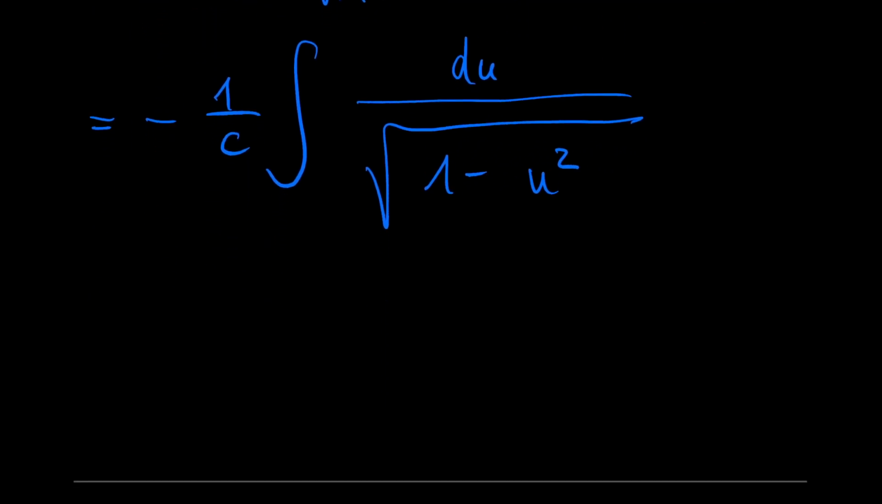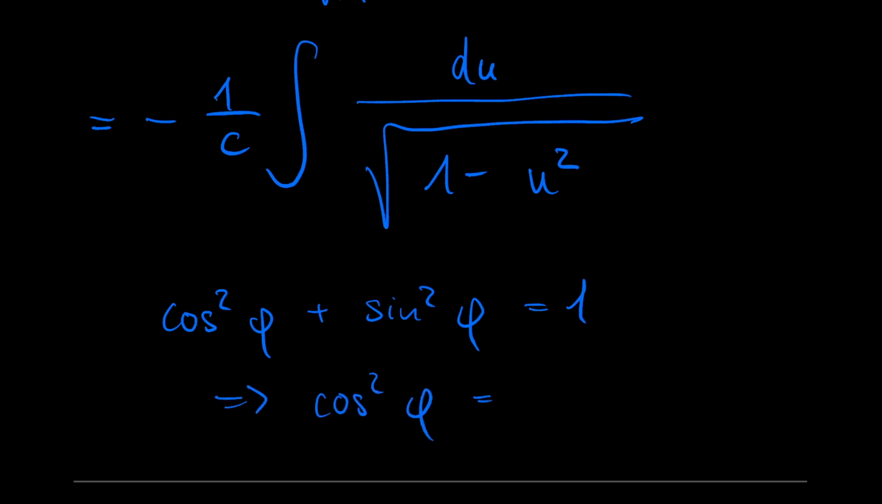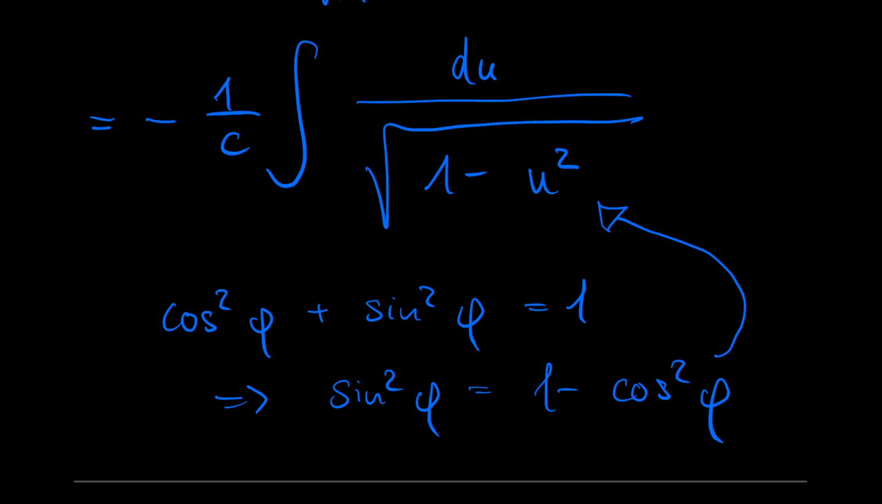If you remember that cosine squared of phi plus sine squared of phi is equal to 1, this means that the sine squared of phi is equal to 1 minus the cosine squared of phi. And if we plug in cosine squared of phi for u squared, then we can easily solve this integral.